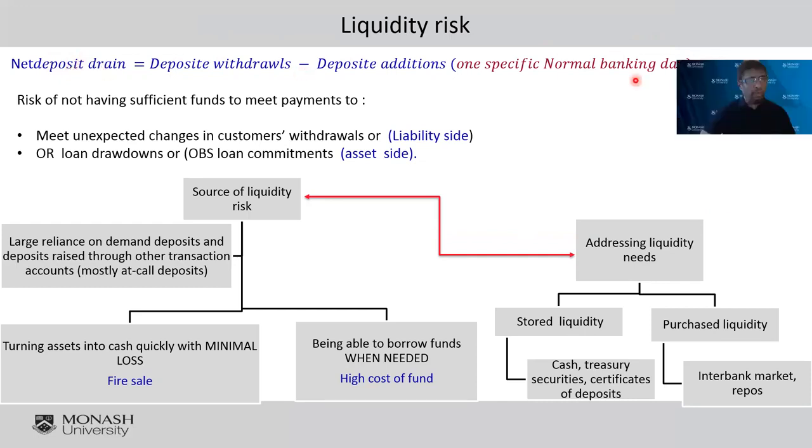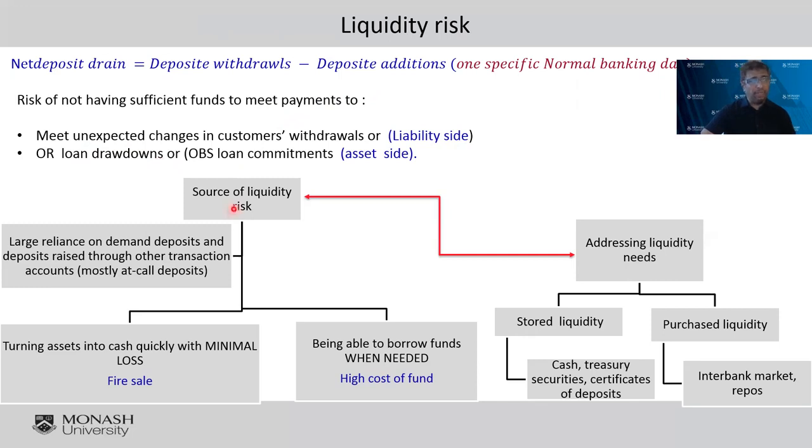Now, there is a risk of not having sufficient funds to meet payments, because you need to meet the unexpected changes in customer withdrawals. This is the liability side. And if you don't have enough cash, there is a problem. Or you cannot honor what we call loan drawdowns. The loan drawdowns are related to the loan commitments, and we call it the asset side.